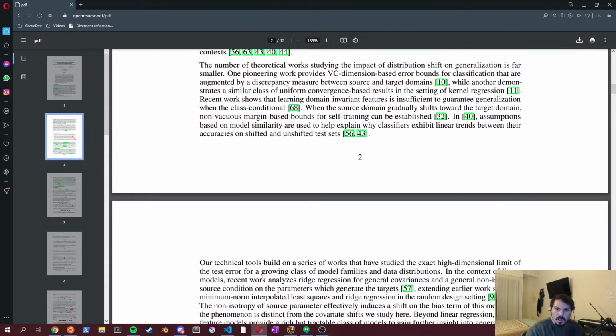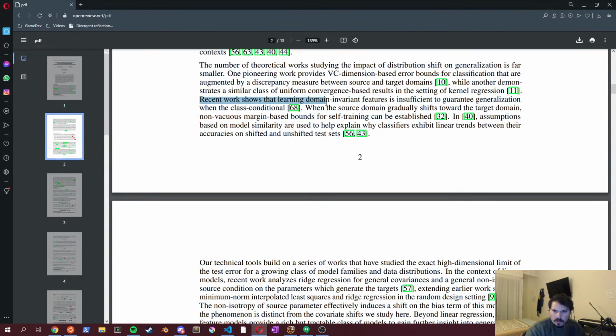Okay, the number of theoretical works studying the impact of distribution shift on generalization is far smaller. One pioneering work proves VC dimension-based error bounds for classification that are augmented by a discrepancy measure between source and target domains. Okay. While another demonstrates a similar class of uniform convergence-based results in the setting of kernel regression.